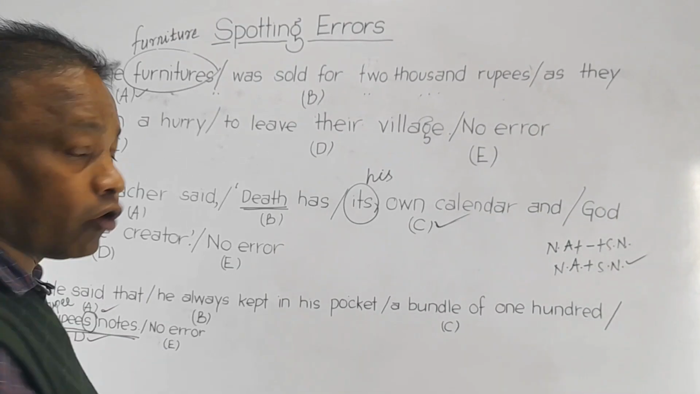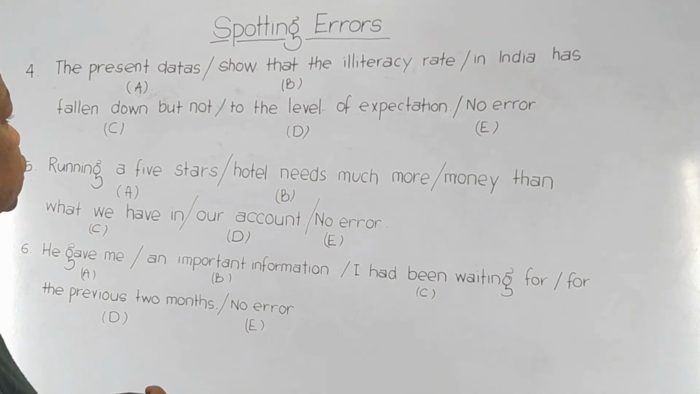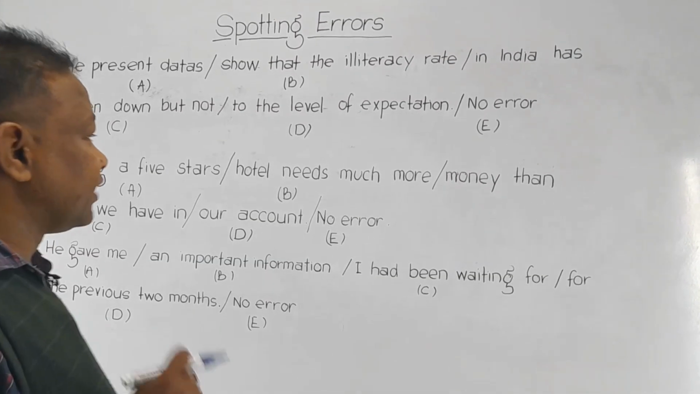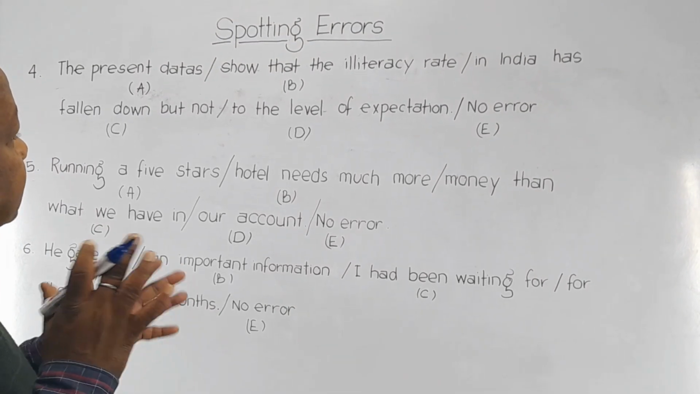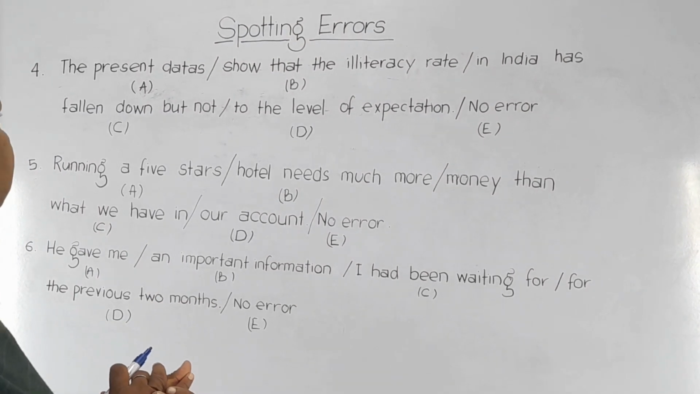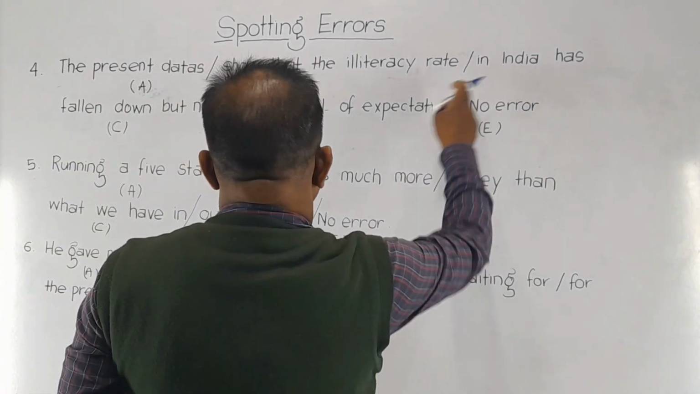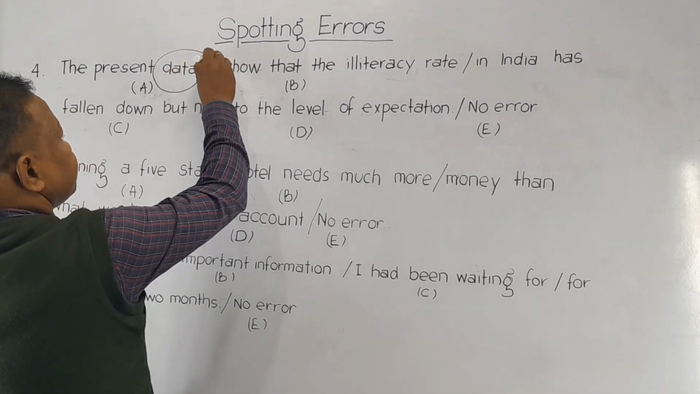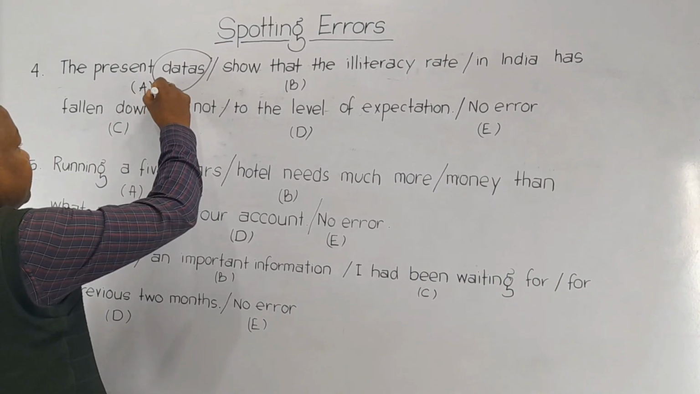Question number 4. The present data show that the illiteracy rate in India has fallen down but not to the level of expectations. It has 5 parts. Let us spot the error. This part is correct, this part is correct, this part is correct. Yes, here is the error. We spotted the error in part A.